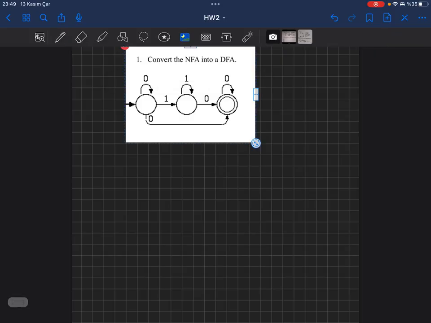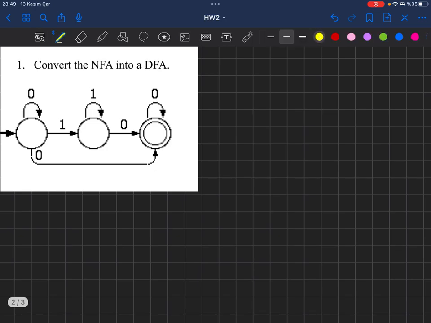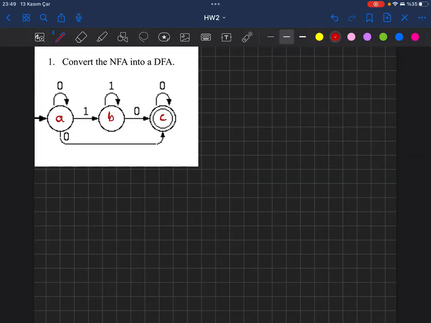Let's copy our question. Okay. I will name the states A, B, and the final state will be C. Okay, let's look at the initial state. If we have a lambda operation, we have to start with that, but we don't. So we can start with A. Okay, state A.